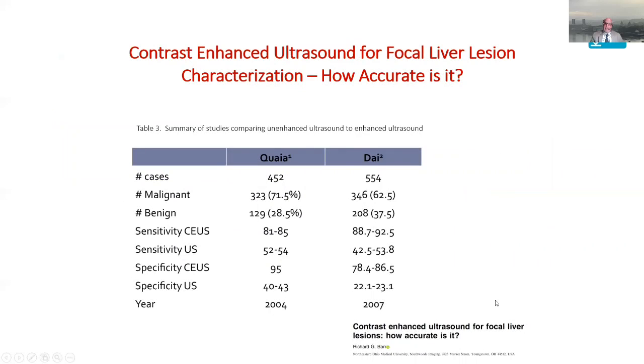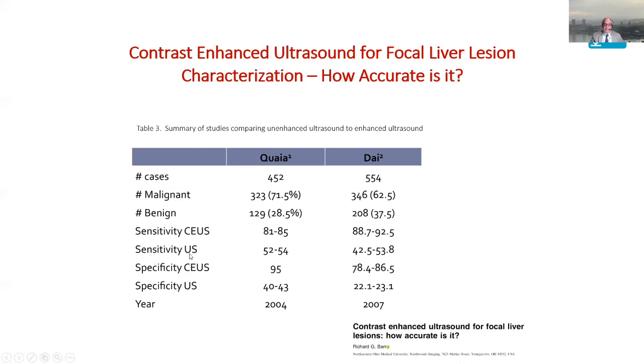Furthermore, pooling of data from various studies looking at the use of contrast enhanced ultrasound for focal liver lesions, I'm referring to a paper by Richard Barr, and looking at how accurate it is, comparing various modalities against each other for both sensitivity and specificity. So how accurate? Here we're comparing unenhanced ultrasound to enhanced ultrasound.